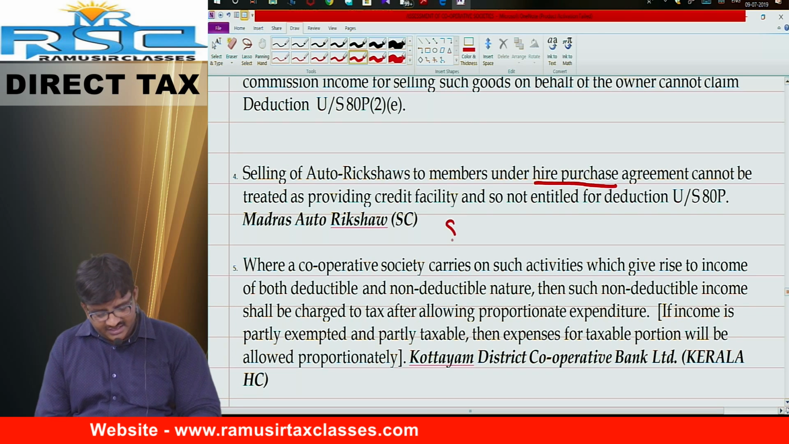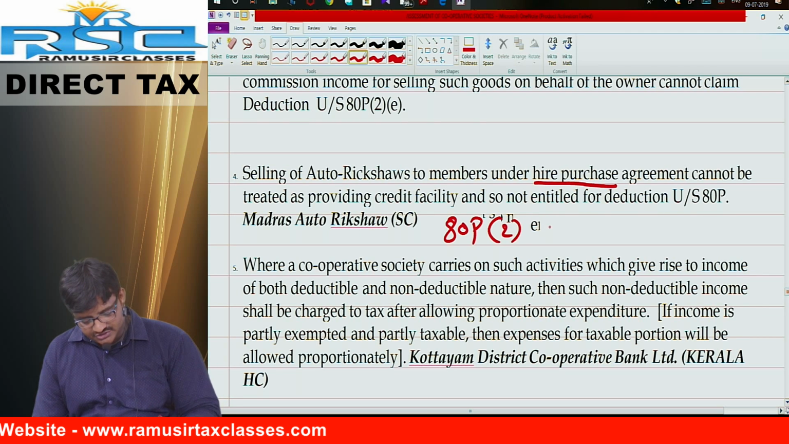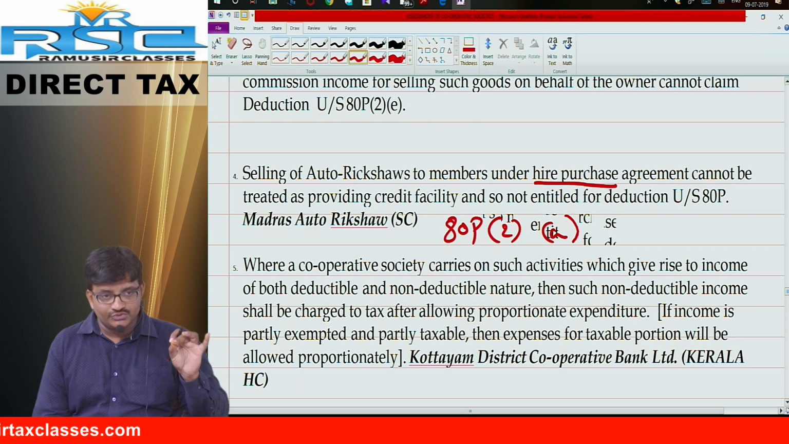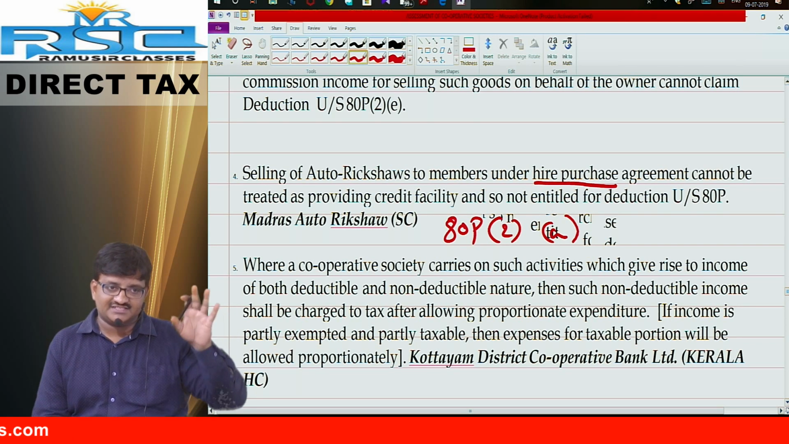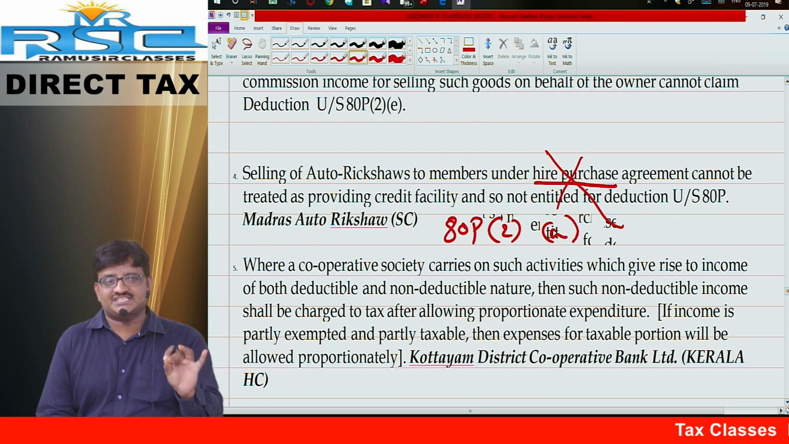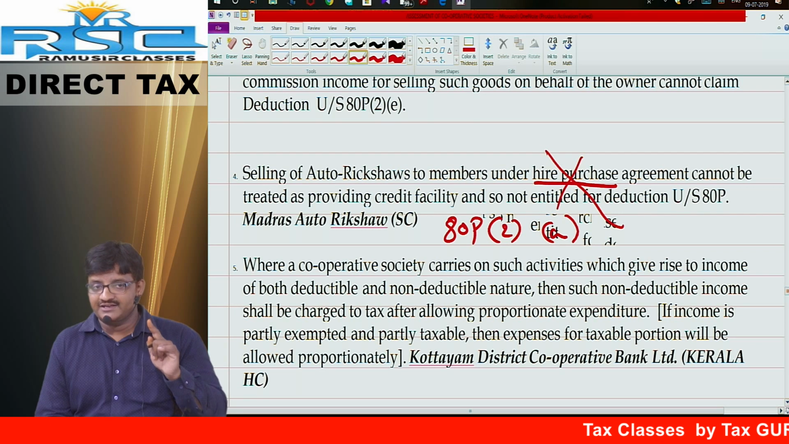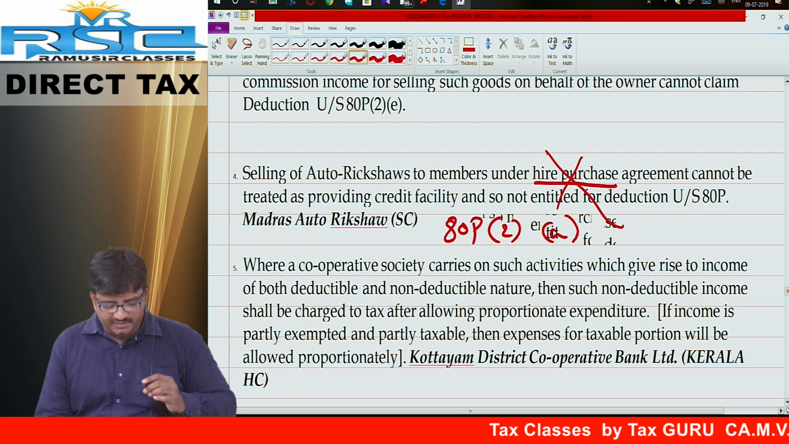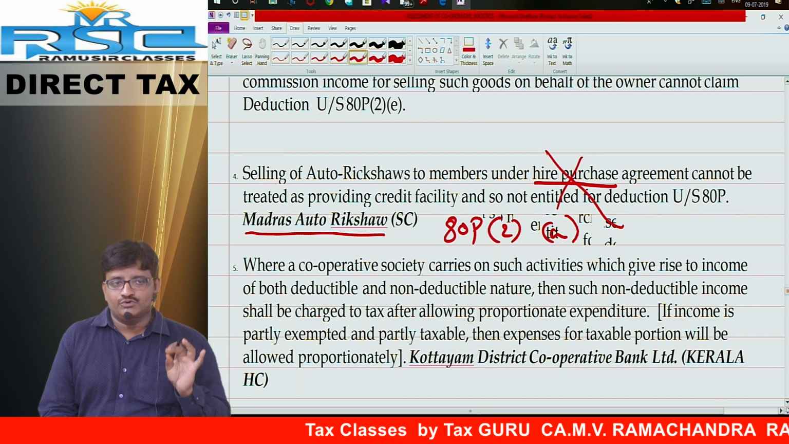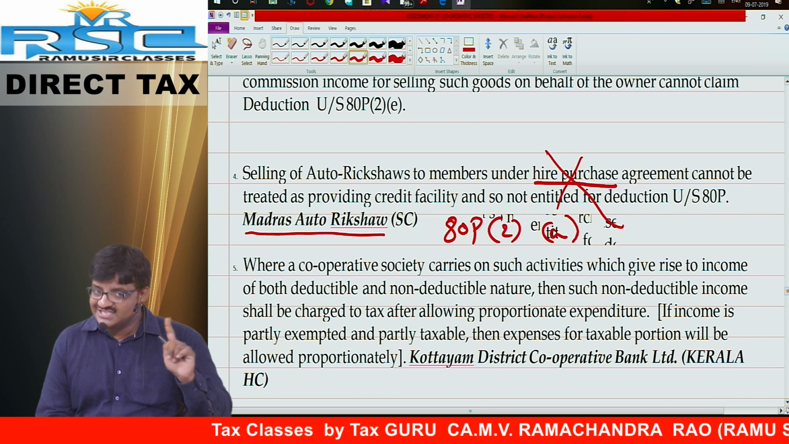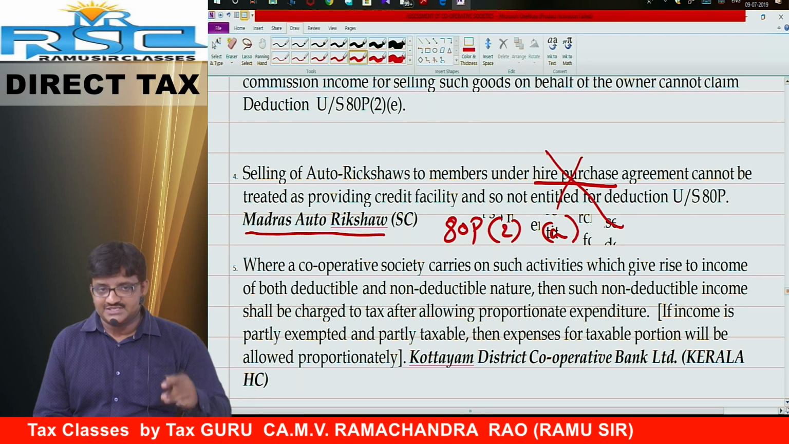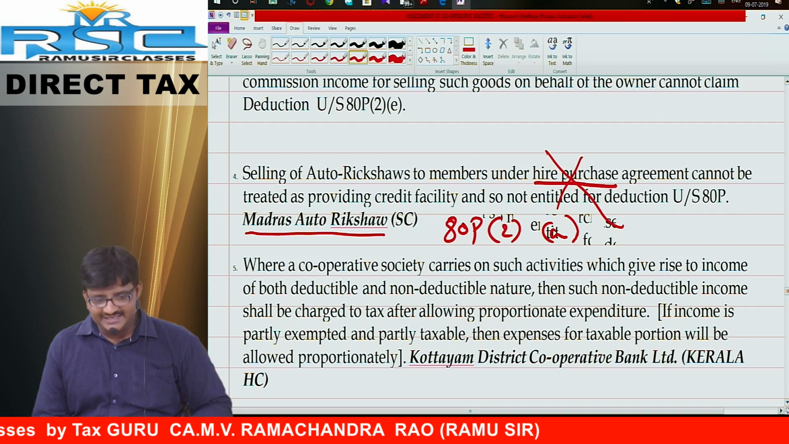I repeat, friends, as far as 80P subsection 2 class A is concerned, those people who are selling goods and providing credit facilities are also eligible, but not hire purchase. Those people who are doing business on a hire purchase basis are not covered under providing credit facilities to members. So in Madras Auto Rickshaw Supreme Quotation, providing goods on hire purchase basis does not result in providing credit facilities to members, so they are not eligible for deduction under 80P.